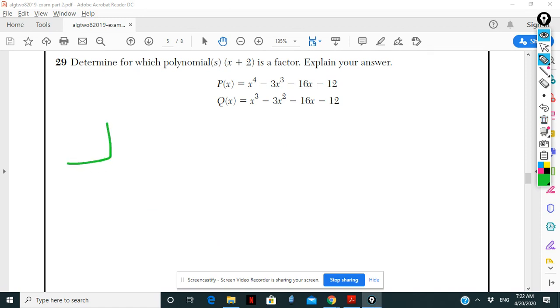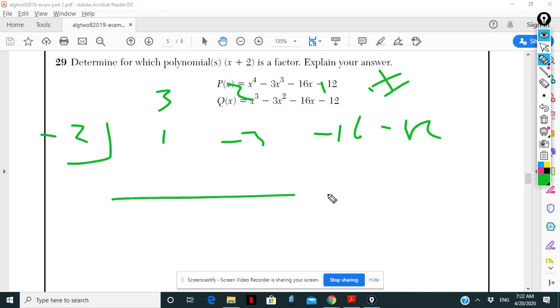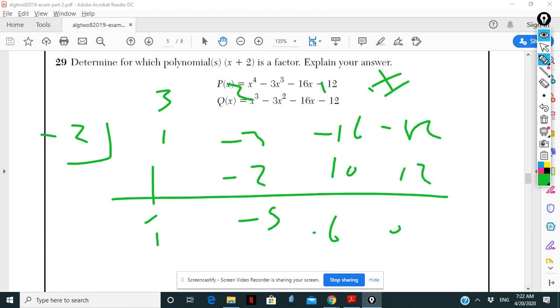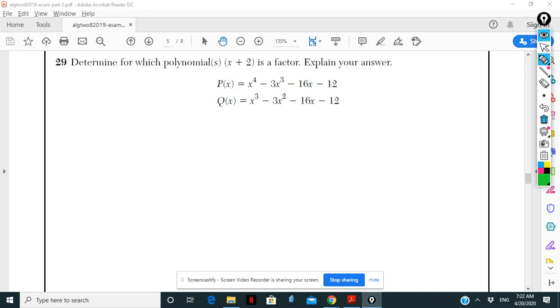Now I'm going to do the same with power 3, 2, 1, number, negative 2, 1, negative 3, negative 16, negative 12. 1 goes down, that's negative 2, negative 5, 10, 6, negative 6, 12, 0. So it's a factor for here because I don't have a remainder, and not a factor for the first one. Or I can plug in negative 2.